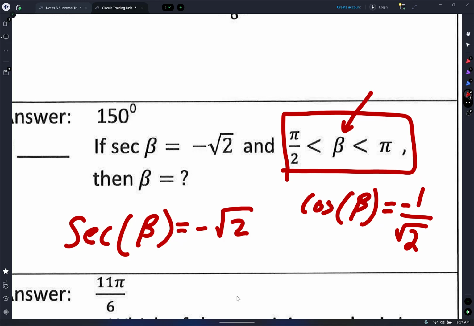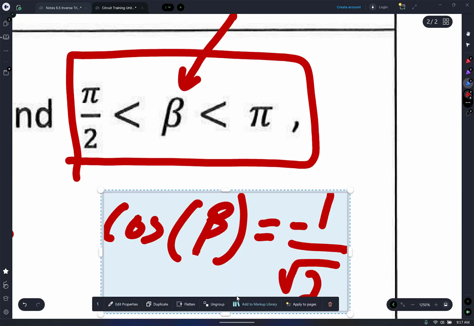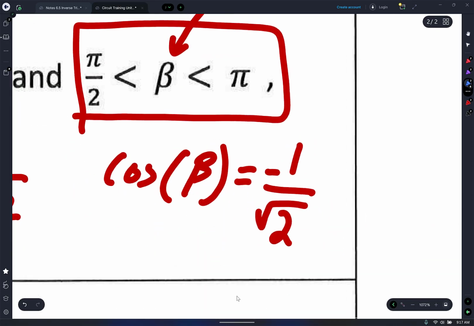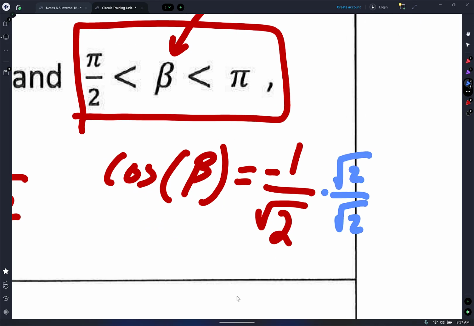And I know what you're thinking. Like, that's not in the unit circle. I've never seen this one before. Guys, that is in the unit circle. You just don't recognize it. If I rationalize it, multiply this by square root of 2 over square root of 2, look what you get. Negative square root of 2 over 2. Now, don't say the answer because we're not in this one yet.